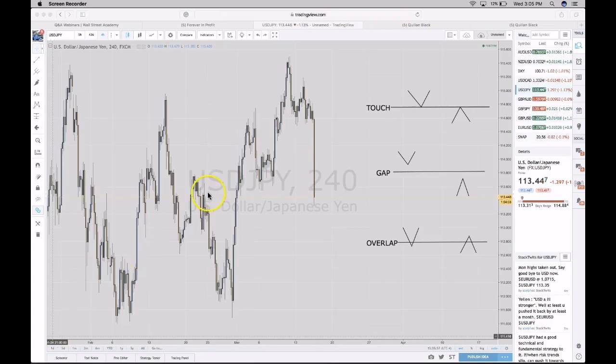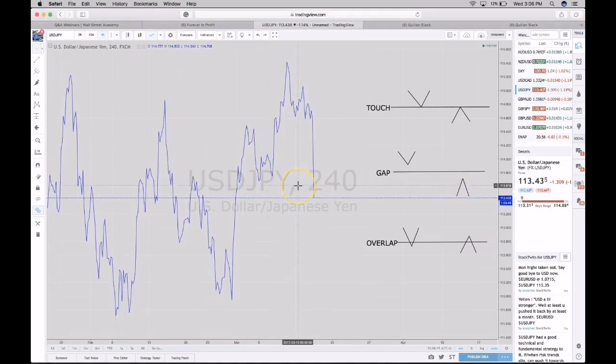Okay, so I have 3 situations right here: the touch, which is when it does this right here; the gap, which looks like this; and the overlap, which looks like this. All this is done on a line chart like this. I'll be showing you guys a few examples and running through the entire chart.